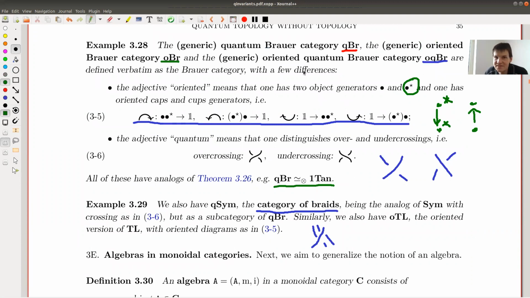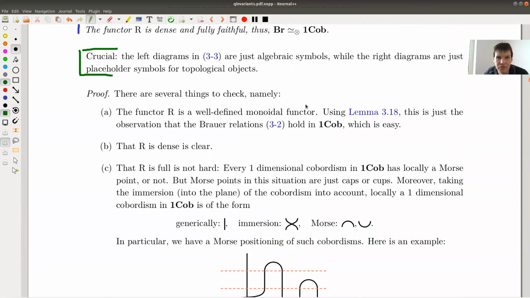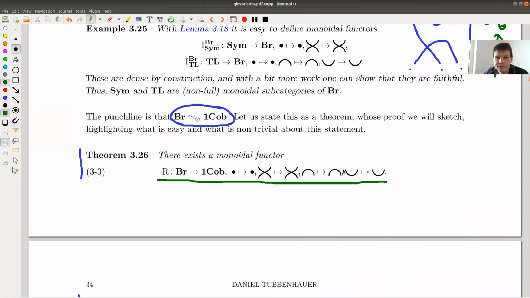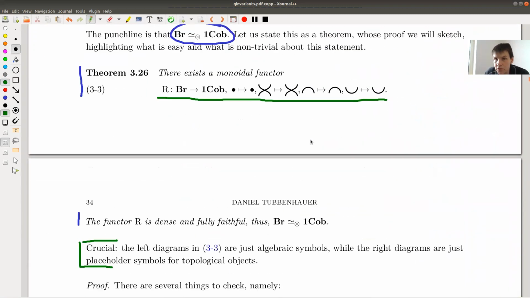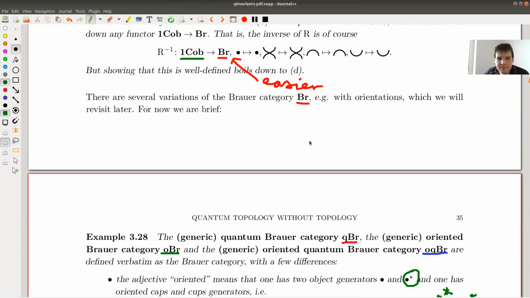Just keep in mind that there are certain adjectives that you can attach to Brouwer. Oriented means oriented. Quantum means I have crossings. That's it. And you can attach it to TL or to Sim as well. You can have an oriented version of Sim or an oriented version of TL if you want to. No problem.